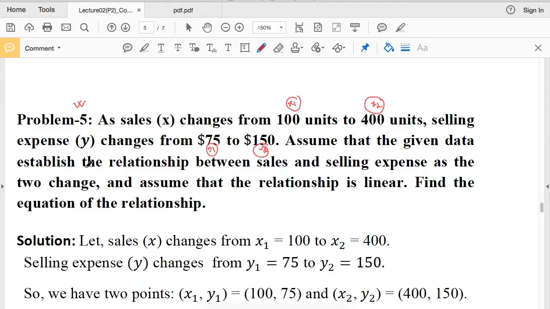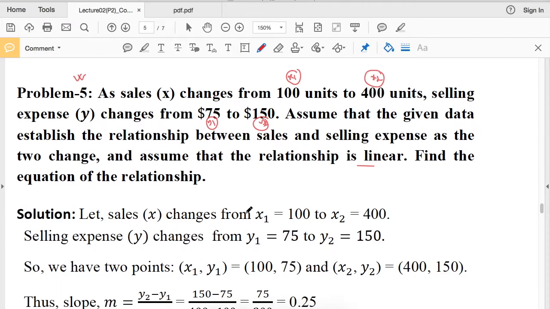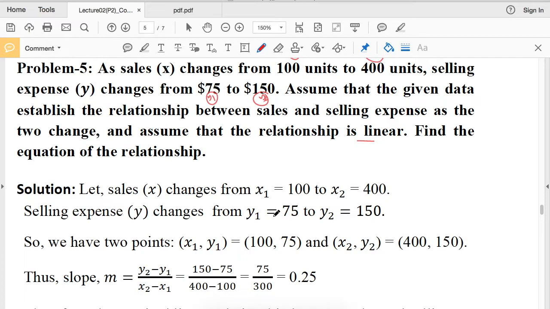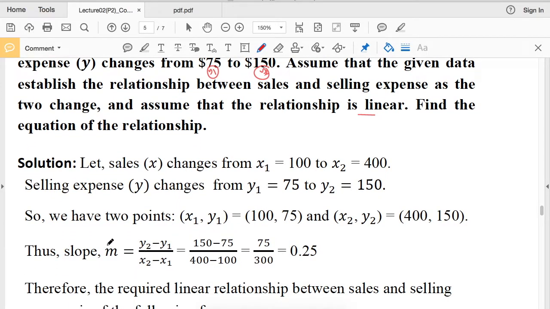Assume that the given data establish the linear relationship between sales and selling expense as the two change, and assume that the relationship is linear. Find the equation of the linear relationship. Just what we did in the previous two problems, we need to use either formula 1 or formula 2. It's your choice which one is better for you. But the first formula will be a simple one, I think, because the simplification in the second problem is a bit complex, so it's better to use the first formula.